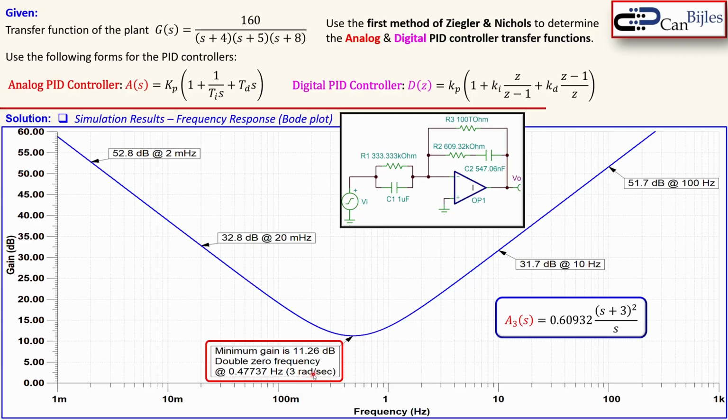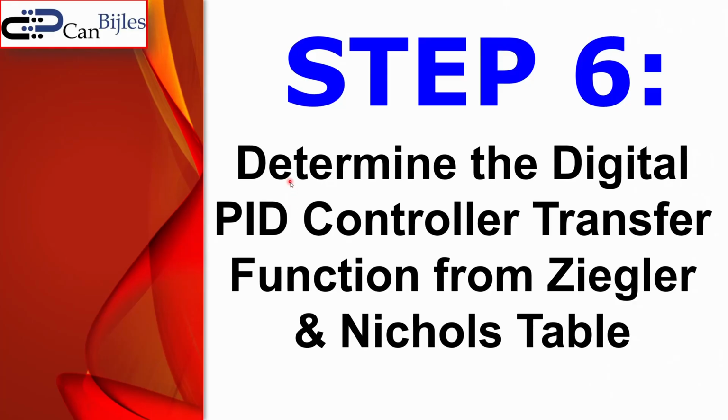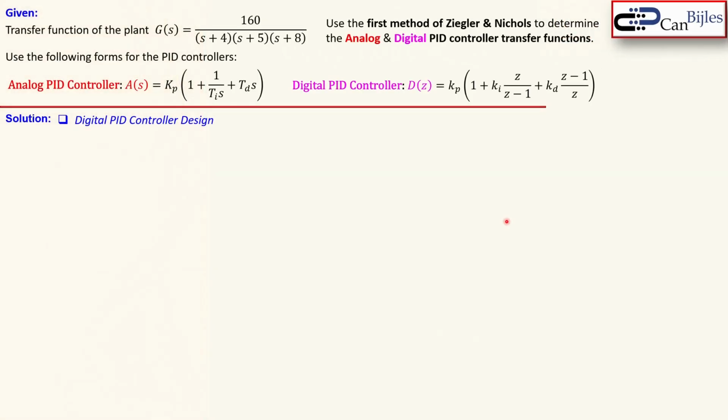This is actually a very important parameter here. Okay, now we will do the job where we see the digital PID controller transfer function, as we have done it also for analog, now using also the Ziegler Nichols table. Alright, so we will now design the digital PID controller using the Ziegler Nichols tables.